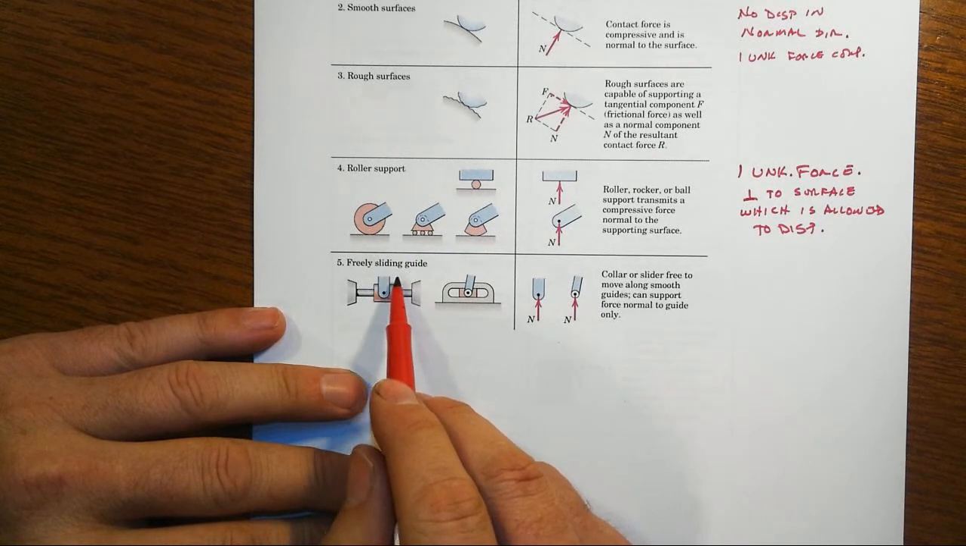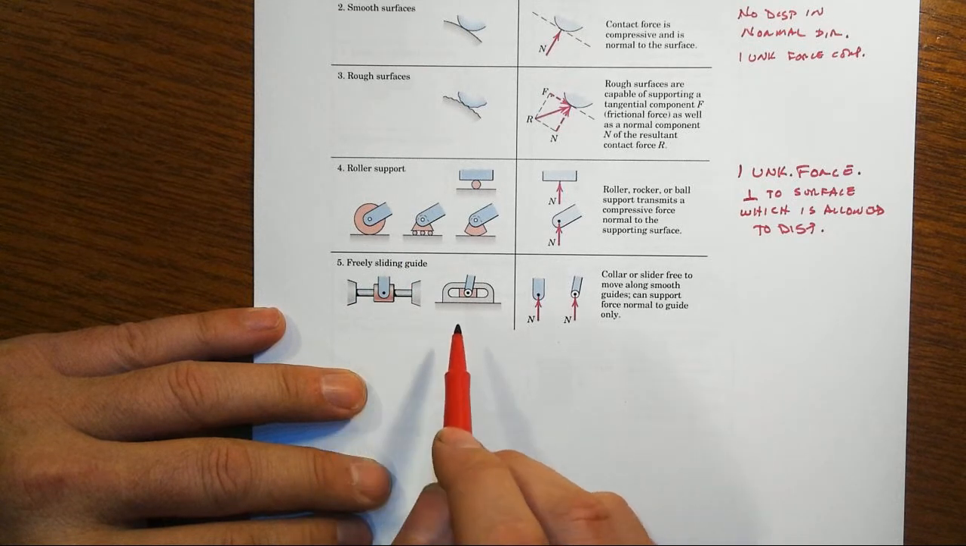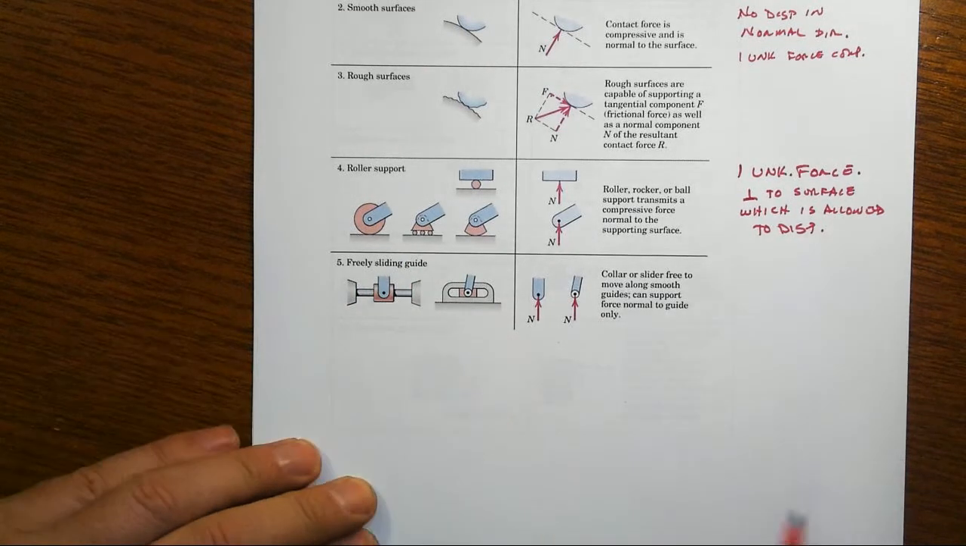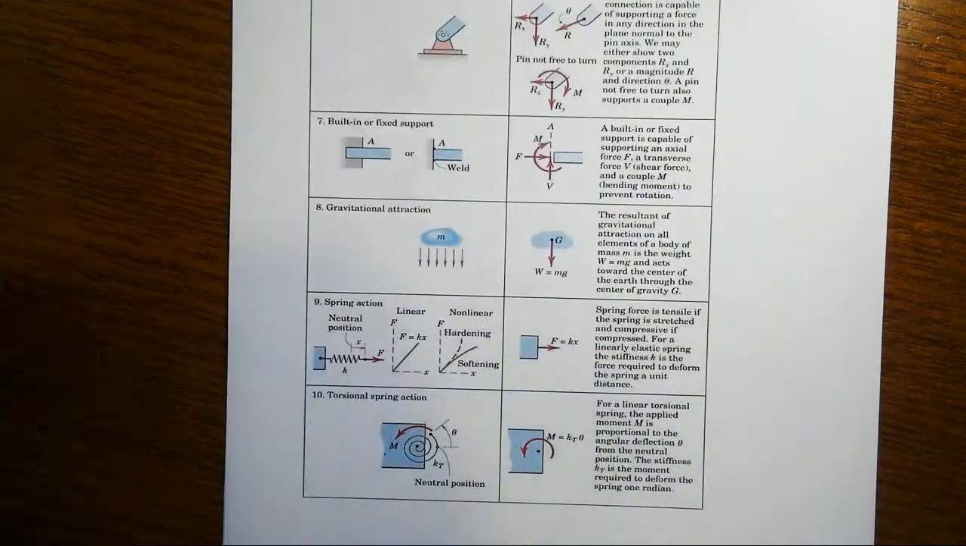Right? This freely sliding guide is the same thing as a roller. It acts in the same way. You can incline these. You see these in window units an awful lot. Same kind of situation, but one and only one unknown in those.